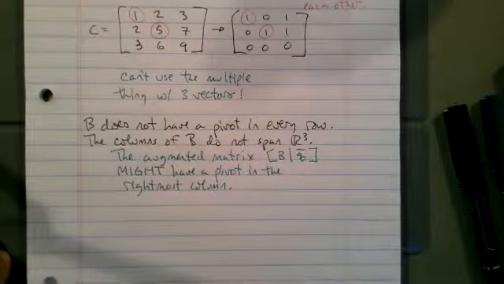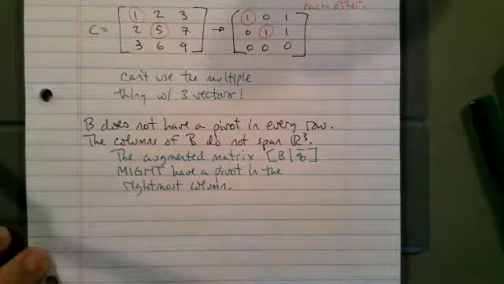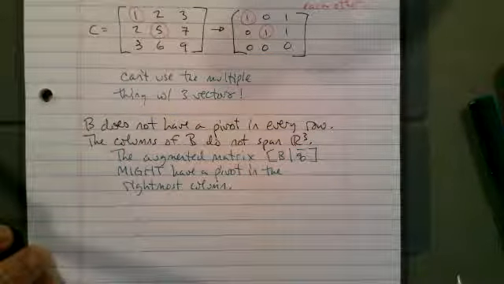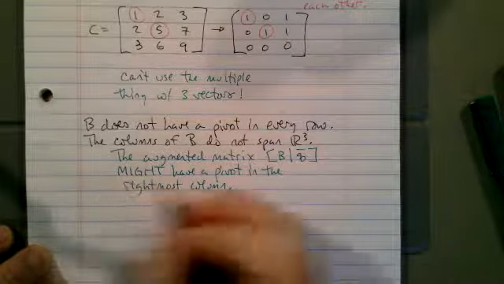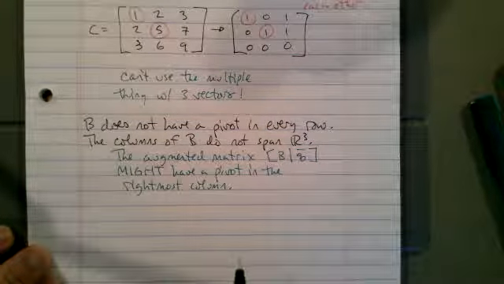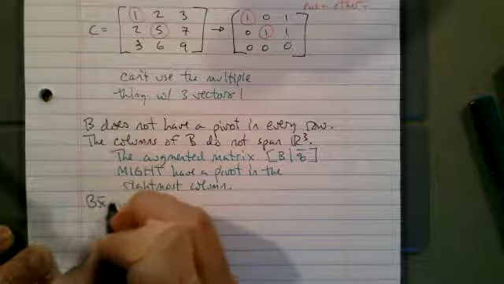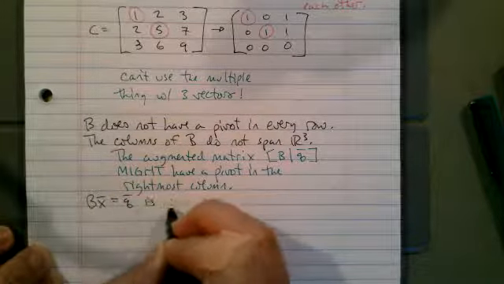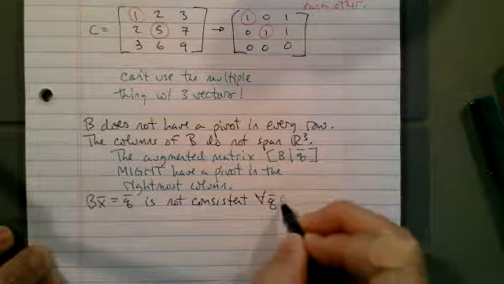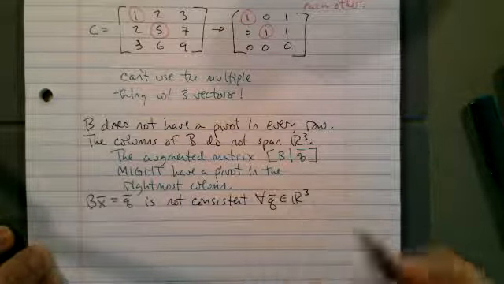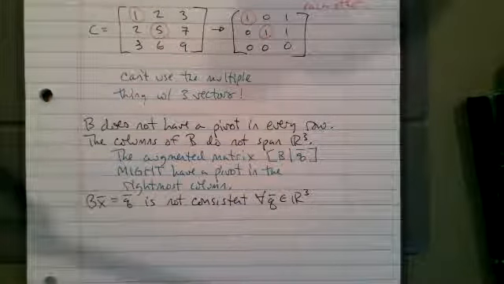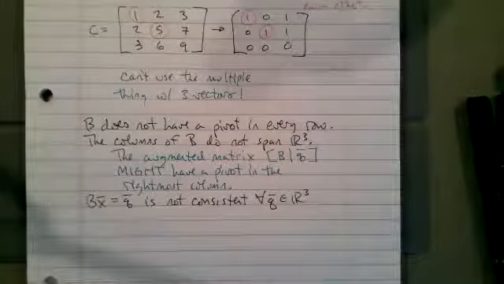What we can say also is that Bx equals Q is not consistent for all Q in R3. That's just the equivalent of what we say when we say that the columns of B do not span R3. So we'll say that Bx equals Q is not consistent for all Q in R3, because B does not have a pivot in every row.